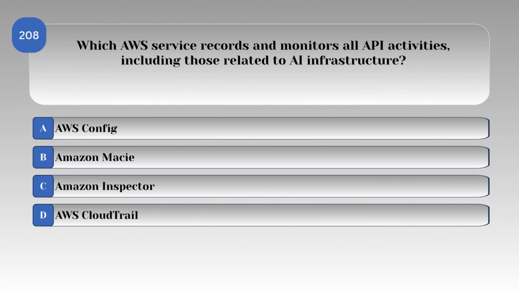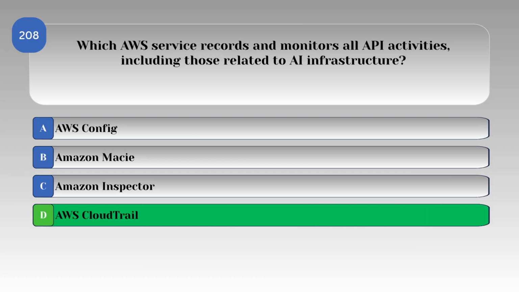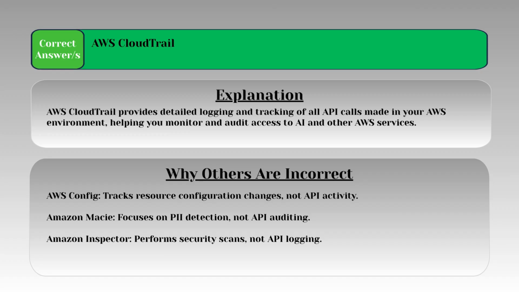Which AWS service records and monitors all API activities, including those related to AI infrastructure? Correct answer: AWS CloudTrail. Explanation: AWS CloudTrail provides detailed logging and tracking of all API calls made in your AWS environment, helping you monitor and audit access to AI and other AWS services.